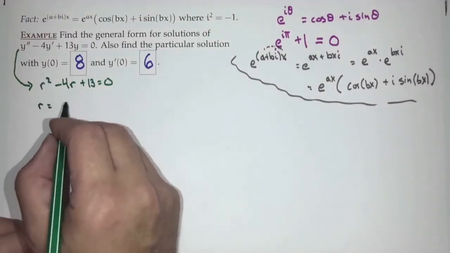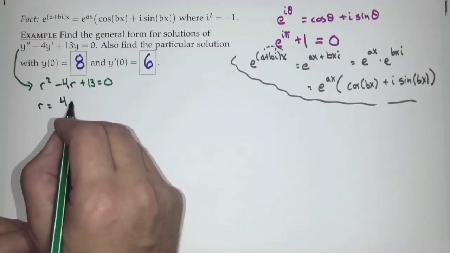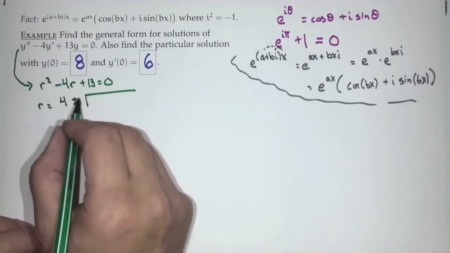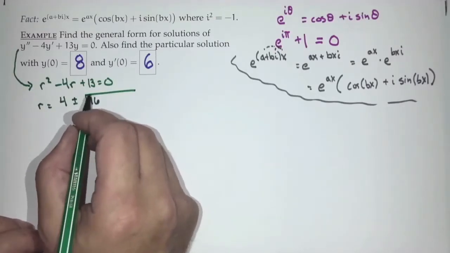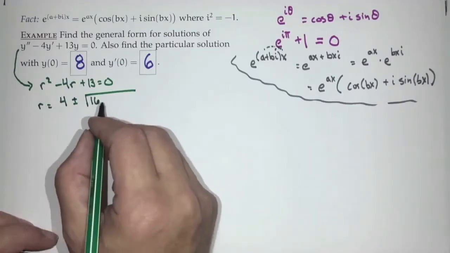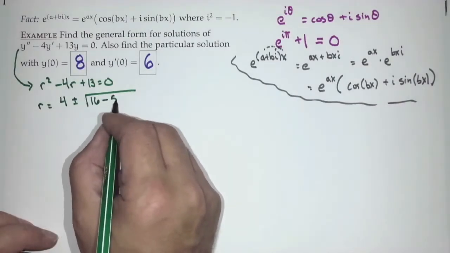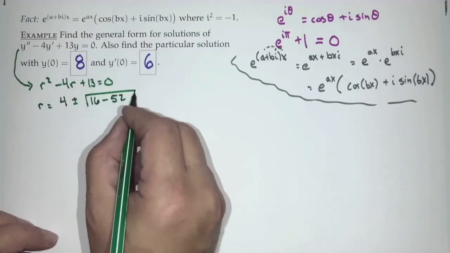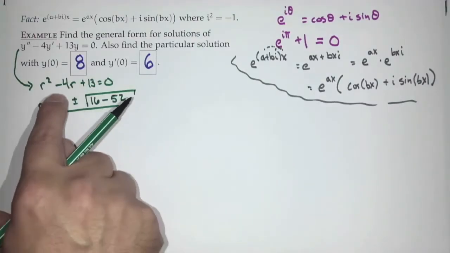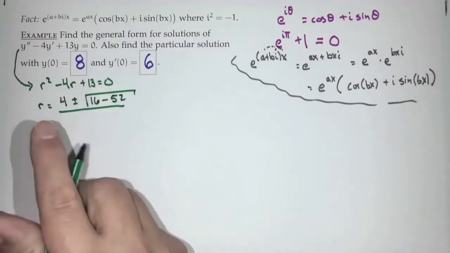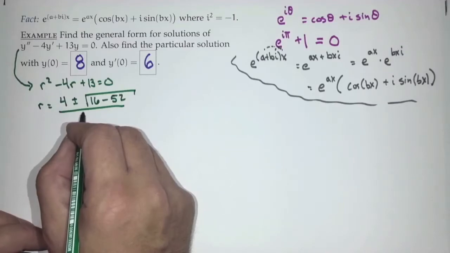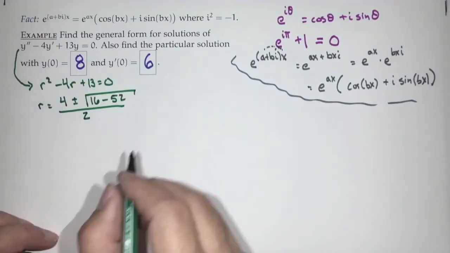r equals negative b, so that would be a 4, plus or minus the square root of b squared, 16, minus 4 times 1 times 13. What's 4 times 13? 52. You might say, well, that sounds like the number of cards in a deck. Well, yeah, there's 4 different suits, 13 cards in each suit, 52 cards. All over 2a, which will be 2.